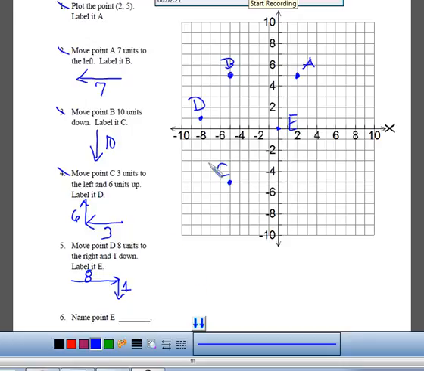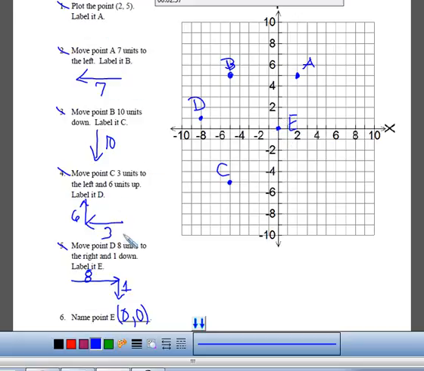Okay, so hopefully you were able to get the same points that I have on the screen on your paper. If not, then correct yours. Or if you think you're right, then you can certainly raise a question in class and double check my work and make sure I didn't make a mistake. So the last thing says name point E. Point E is right here at the origin, so it is the point 0, 0. If you wrote the word origin, that's okay too. But that's where you should have ended up with the last one.